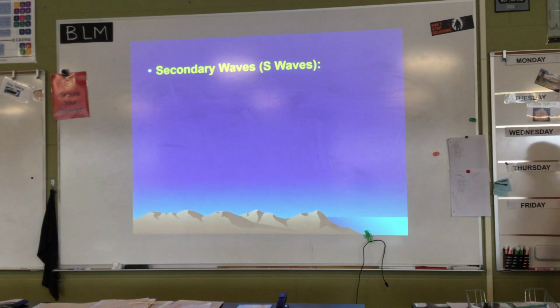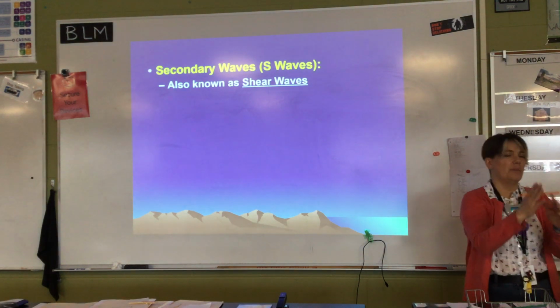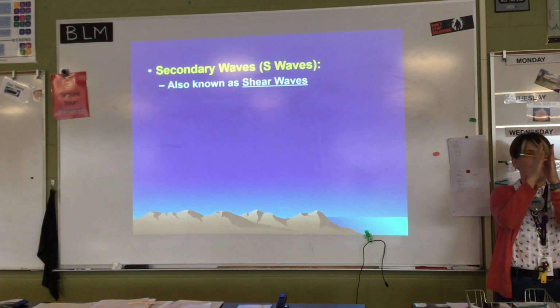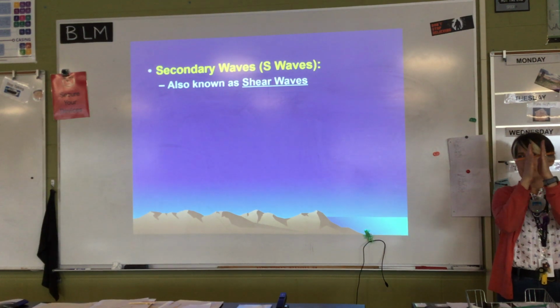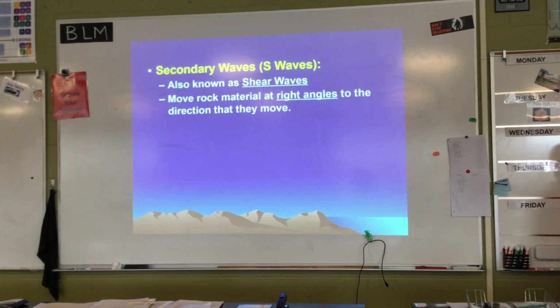Secondary waves, S waves, are also known as shear waves, because the land moves up and down like this. So it's shearing the land. If this was a pipe traveling through the land and I move up, and one part goes down, this pipe is just going to snap in half. It's not going to move like this. It's just going to snap right there. The rock moves at right angles to the direction that the wave moves.